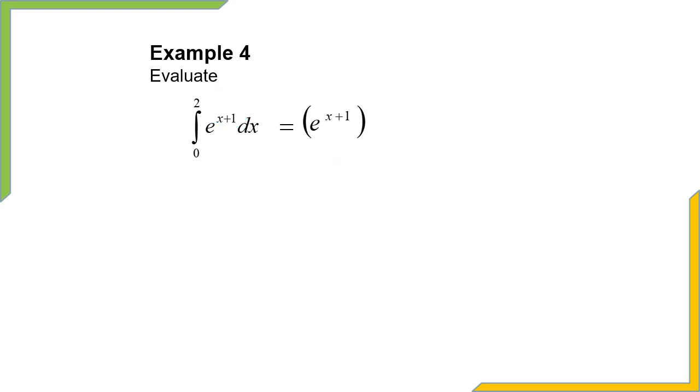Okay, so you need to apply the rule of integration. So put the limit, 0 to 2, substitute the value, we get e to the power of 2 plus 1 minus e to the power of 0 plus 1. So this is equal to 3, this is equal to 1. So e to the power of 3 minus e, which you can directly calculate using your calculator or you can leave it as e. This is a constant.